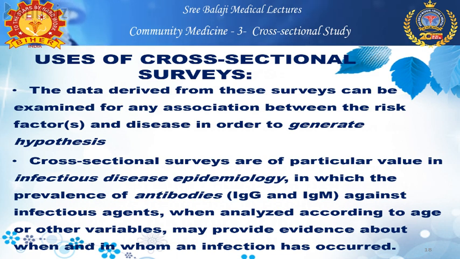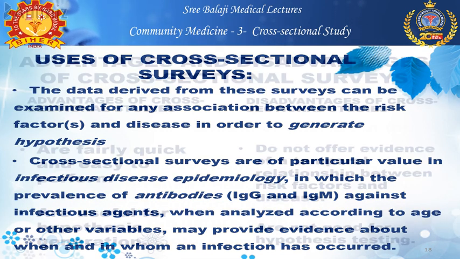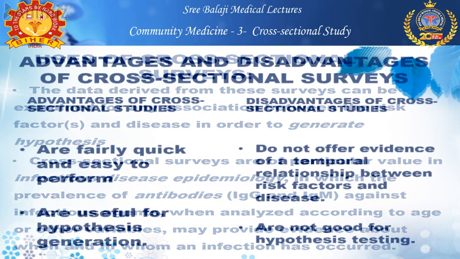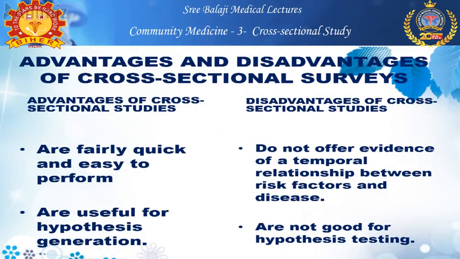Cross-sectional studies are of particular value in infectious disease epidemiology, in which the prevalence of antibodies, IgG, IgM, against infectious diseases, when analyzed according to age or other variables, may provide evidence about when and in whom an infection has occurred. What are the various advantages and disadvantages of cross-sectional studies?